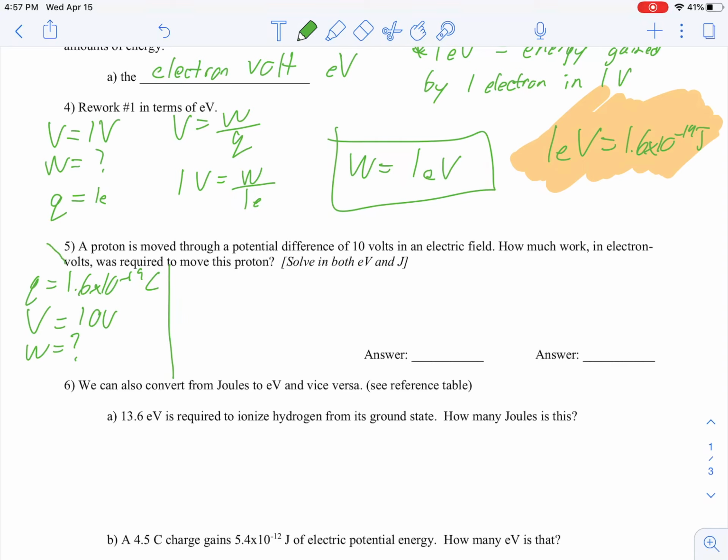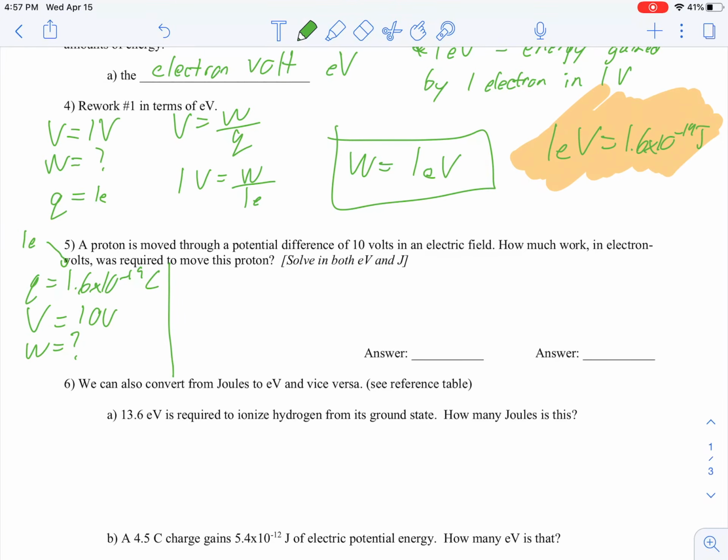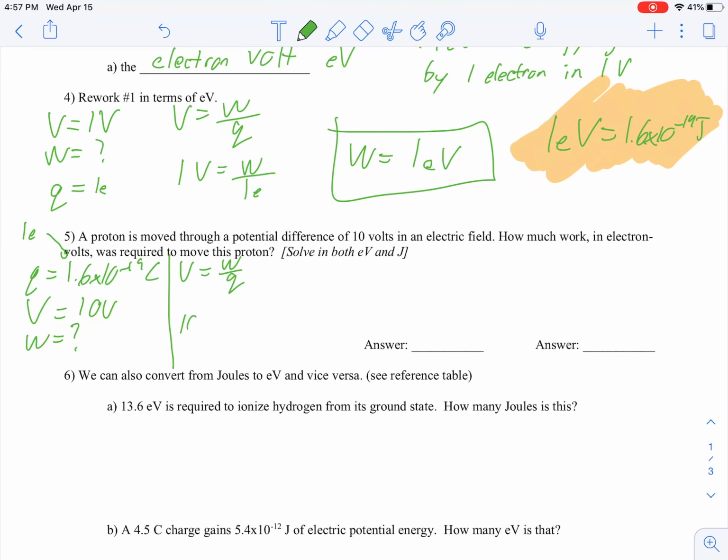In terms of electron volts, Q would also be 1e, right? 1 elementary charge. So V equals W over Q. Keep things small, no units. 10 equals, let's see, so I'll call it 1e. Okay, well, 10 volts, so you can kind of see it. Cross multiply, you get the work done here is 10 electron volts. That's one way to do this.